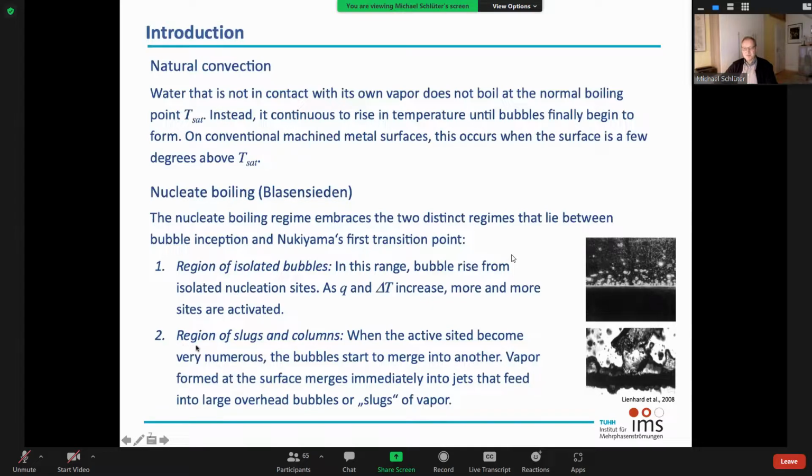And this brings us to the second region of slugs and columns. Here, when the active sites become very numerous, the bubbles start to merge into one another. Vapor formed at the surface merges immediately into jets that feed into large overhead bubbles or slugs of vapor. And here we have this slug formation, big areas where only vapor appears in the water phase.